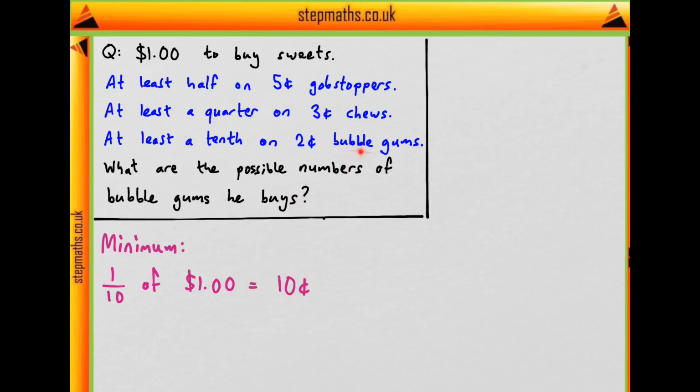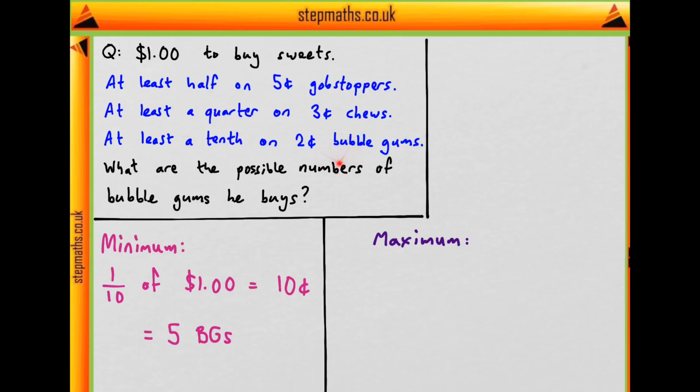So how many bubblegums would 10 cents buy? If they're each 2 cents, then that's 5 bubblegums. So this is the minimum number. Then what about the maximum? To work this out, we're going to have to consult our other rules that we're given. So when will we have the maximum number of bubblegums? That'll be when we have the minimum gobstoppers and chews, because that'll leave the most money for our bubblegums.